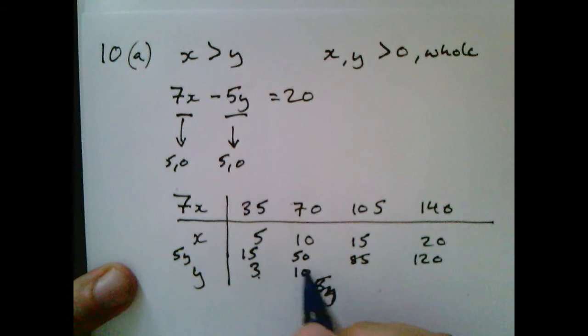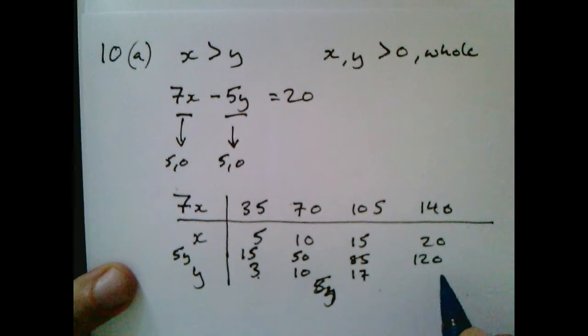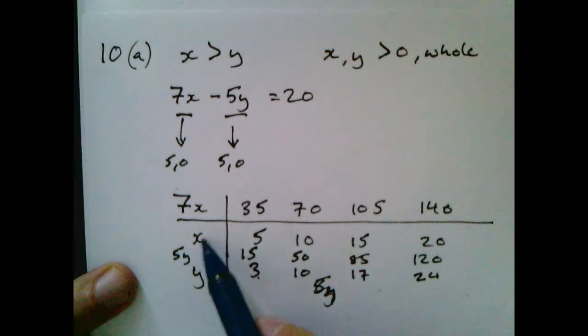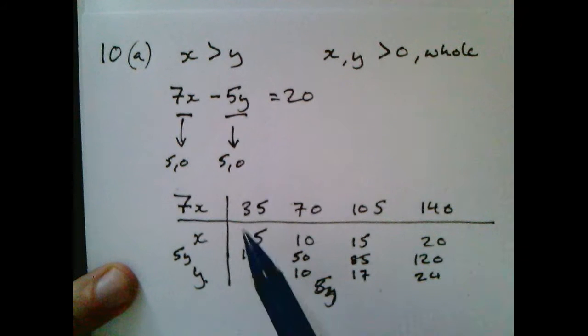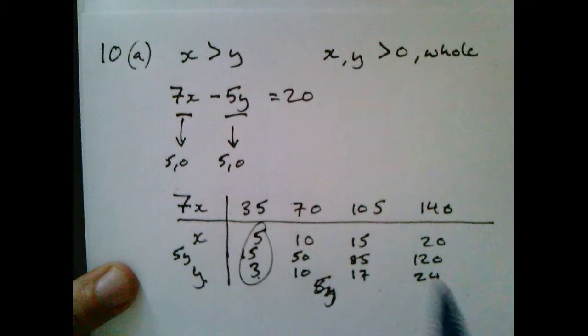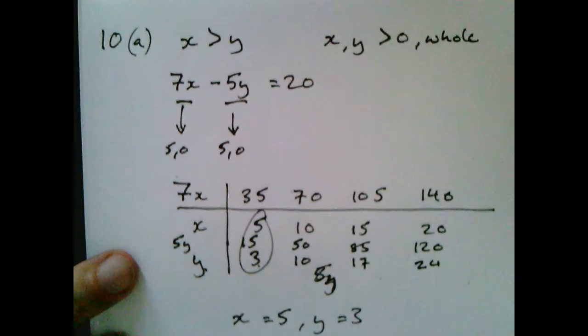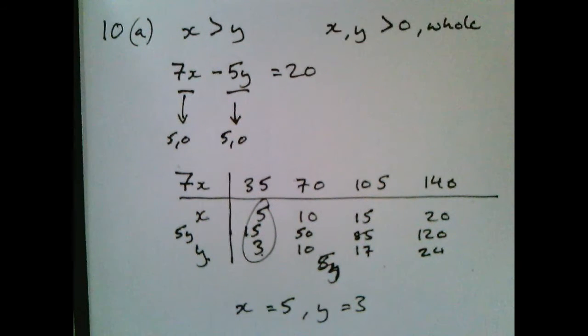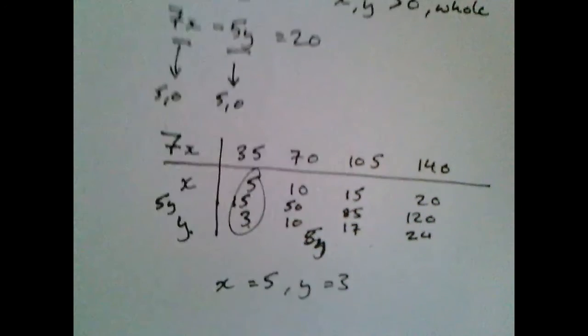It's 3, 10, 17, and 24. And because x needs to be bigger than y, this is the one that gives us it. X is 5 and y is 3. Okay, made a bit of a meal of that, but hopefully slightly better on part B.